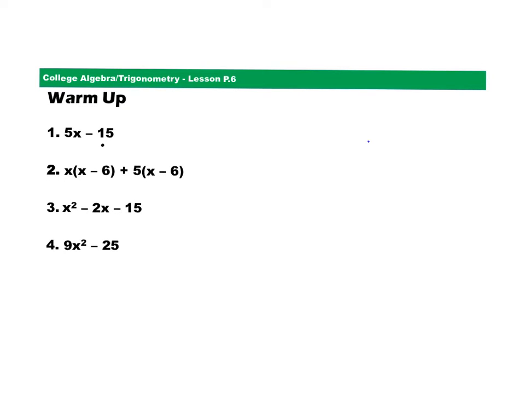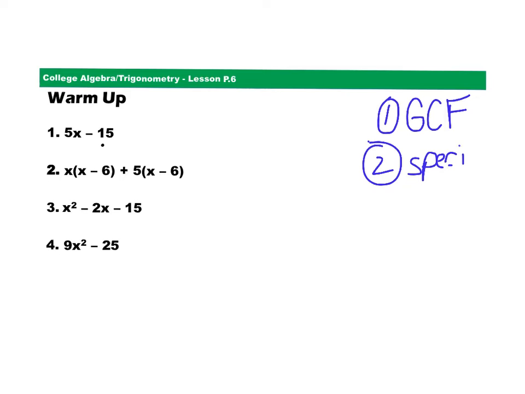When you're factoring, the first thing we're going to look for is GCF. What does GCF stand for? Greatest common factor. Is there a number or a term, a number or a variable, that every term has in common? Then the second thing we're going to look for is a special pattern. A lot of times we don't recognize the special patterns, and that's okay. But we'll look and see if there is a special pattern, like a difference of perfect squares.